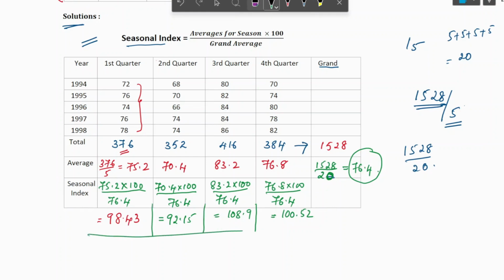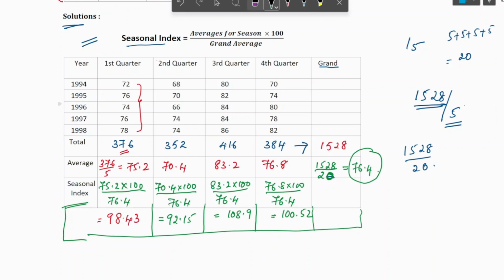This is the way you are going to complete your table. That means here in this corner, this is going to be a blank space. We don't want to calculate anything because we are calculating the seasonal index for each quarter: first quarter, second quarter, third quarter, fourth quarter. Here, what we have done, we created one extra column first along with your question. Then we created 3 extra rows: total, average, seasonal index.